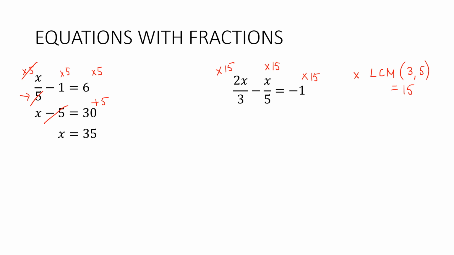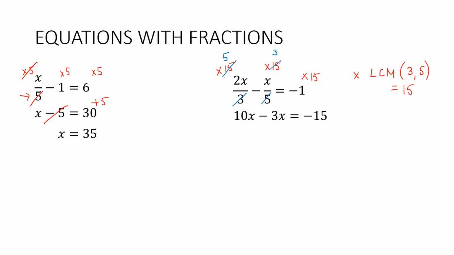I'm just going to change colour. 3 into 15 goes 5. 5 into 15 goes 3. And now we're ready to rewrite this. So I'll just talk you through this. What have we got here? The denominator's gone. I've got 5 times 2x, that's 10x. Take away 3 times x is 3x is equal to negative 15.